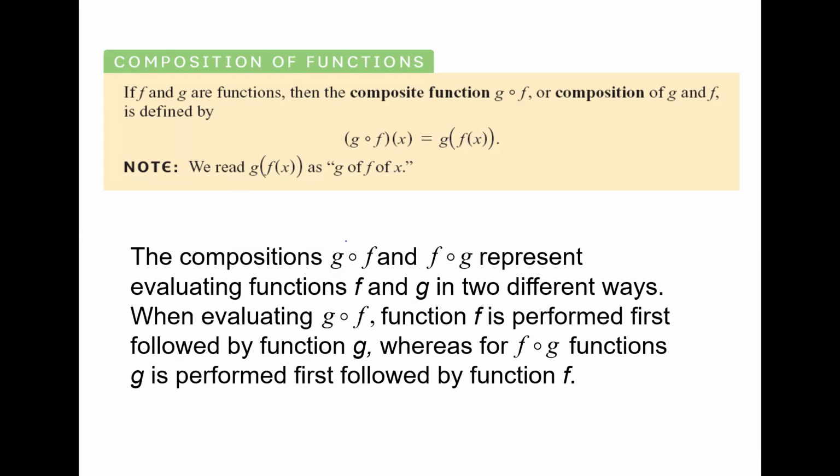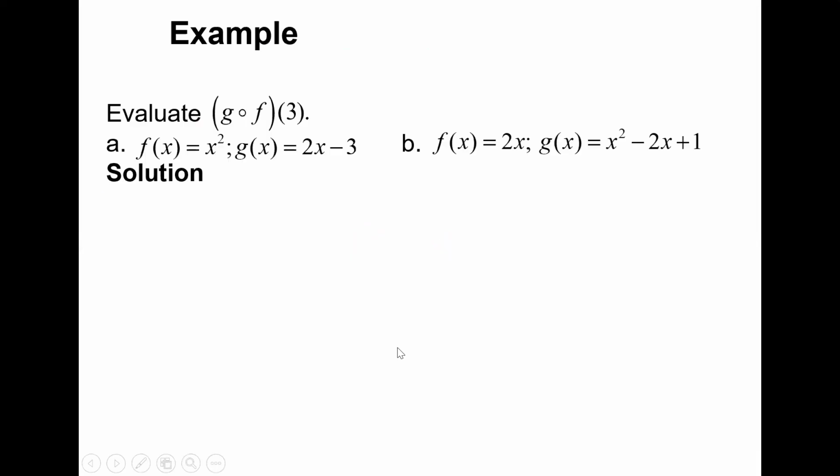So the compositions g of f and f of g represent evaluating functions f and g in two different ways. When evaluating g of f, function f is performed first, followed by the function g, whereas in f of g, g is performed first, followed by the function f. So basically, we're plugging this one into that, or that one into this. If this one has stuff to do, we do it first, and then plug that into g. And if that one has something to do, we do it first, then plug it into f. So depending on which one is first, we do that.